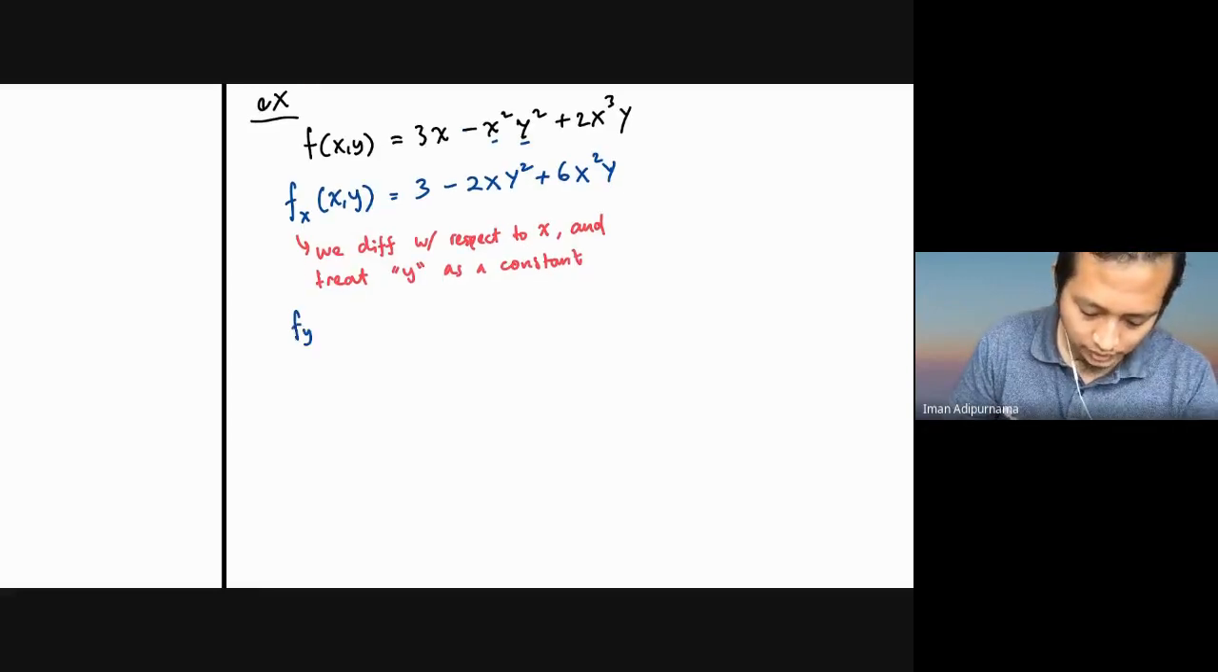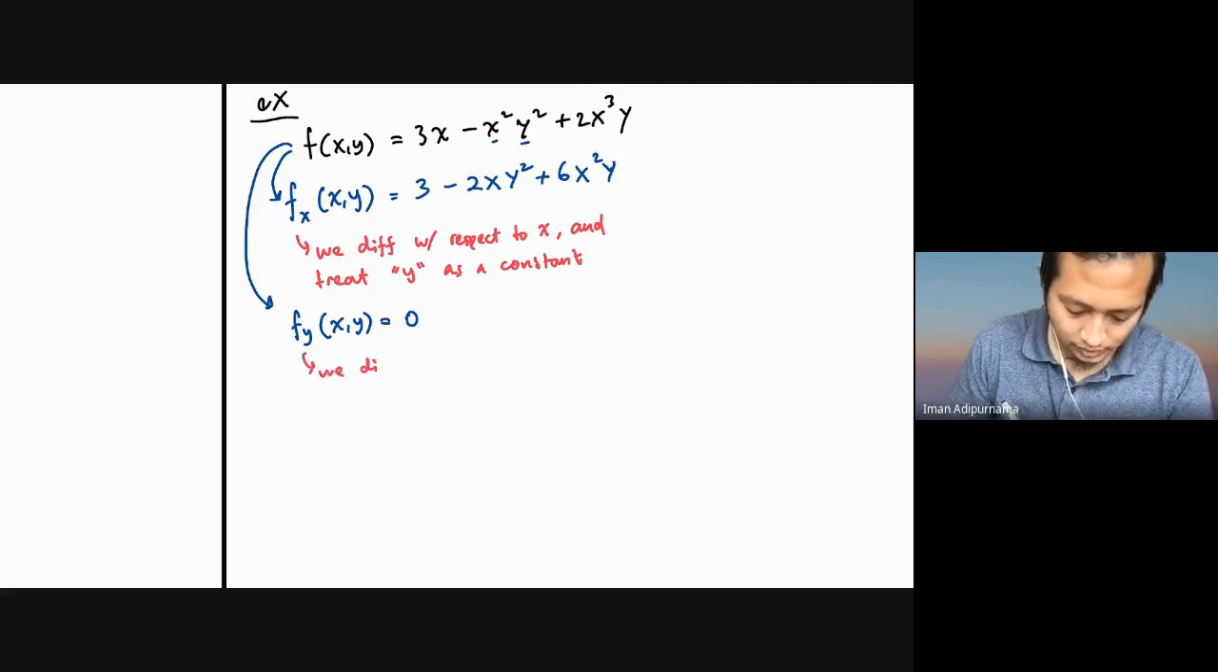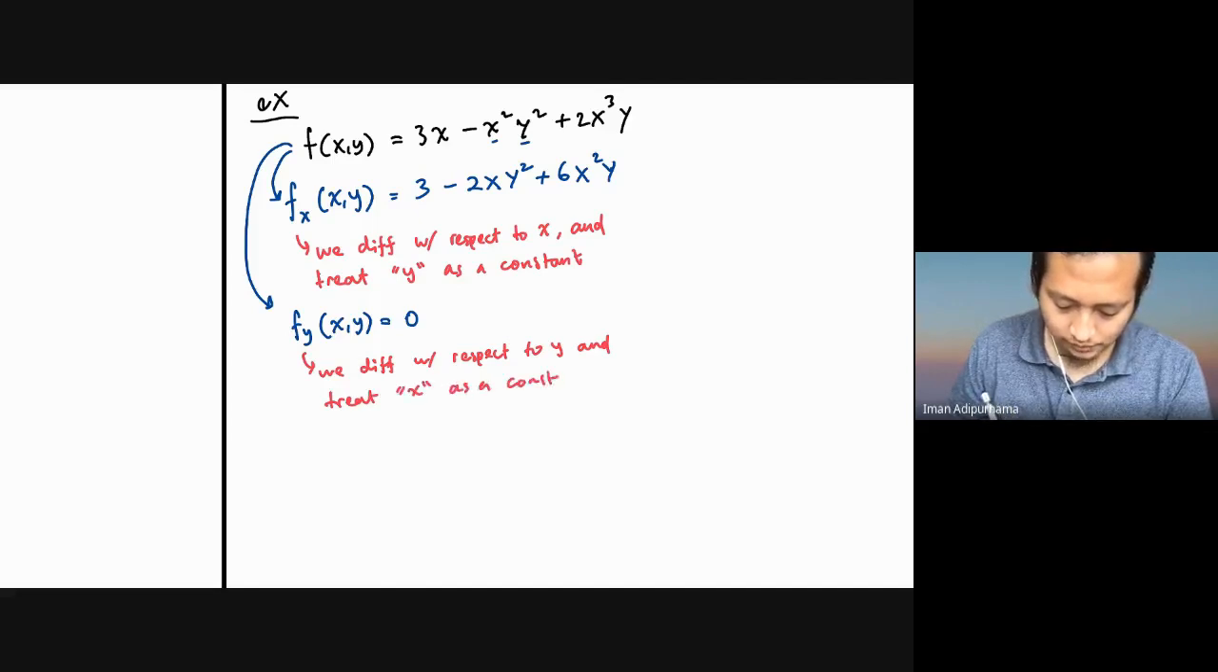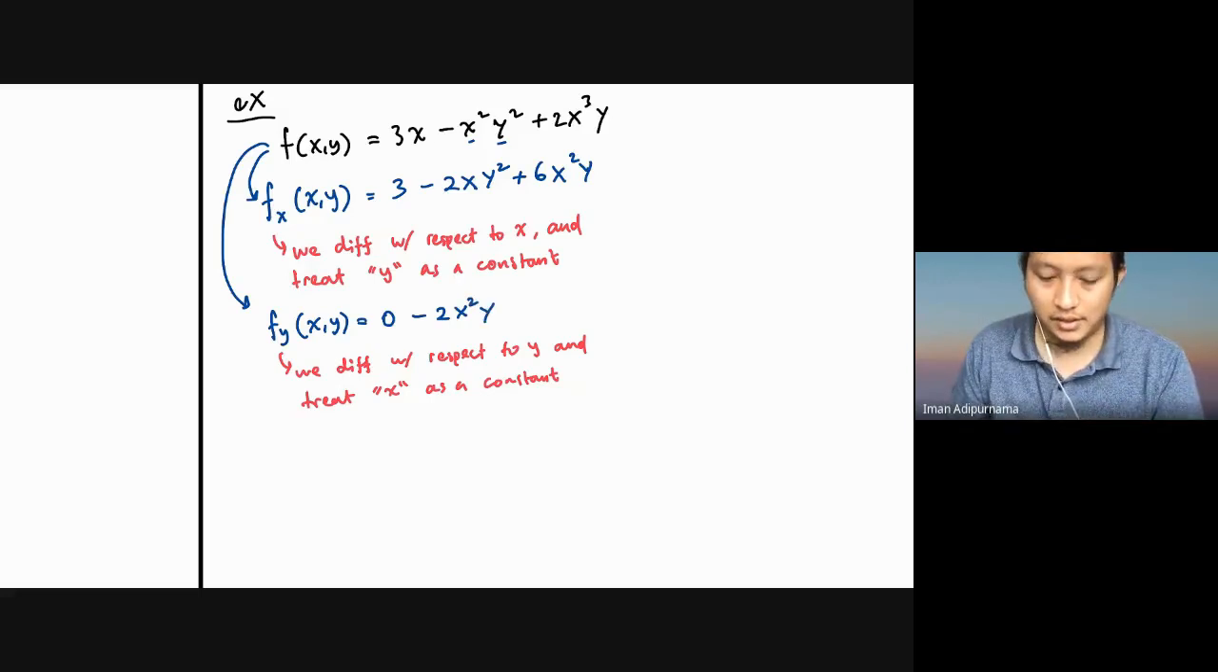If I differentiate fy for the same function, okay, 3x becomes 0. It's a constant now. So we differentiate with respect to y and treat x as a constant. And then we see now negative x squared y squared becomes negative 2x squared y, okay? And plus 2x cubed because y becomes 1. Okay, get it? I hope you get it.